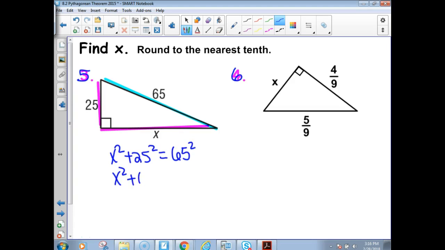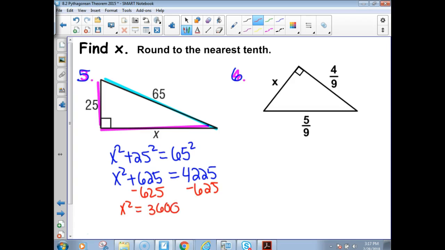Well, 25 squared is 625, and I really don't know what 65 squared is, but I know it's over 3,000, I think. What is it, 4,000? Thank you. Okay, perfect. Glad you did that for me. So I didn't even have to get my calculator out. Okay, so I subtract 625 from both sides, and that's going to give me 3,600, I can tell. And then we're going to take the square root of 3,600. You want to check if that's a perfect square. Yep, there is. It's 60. Okay.